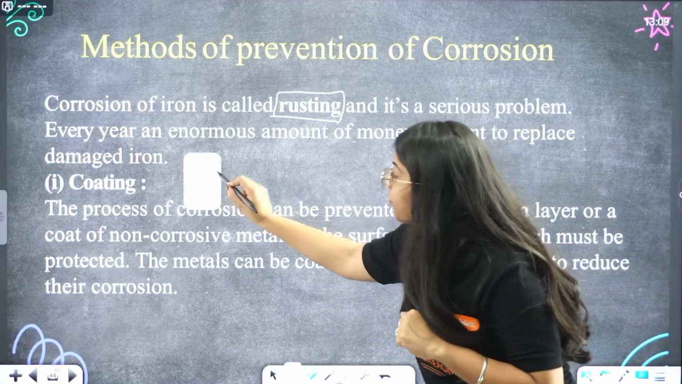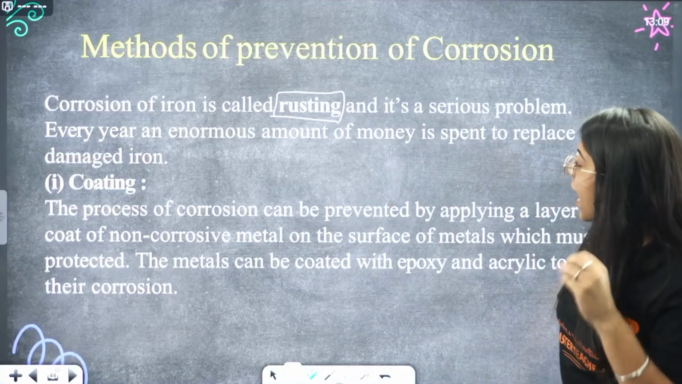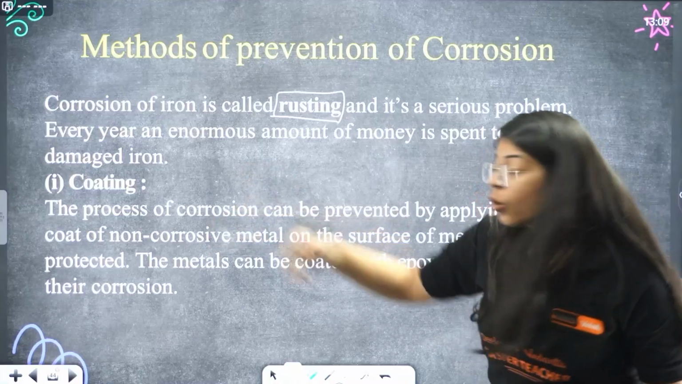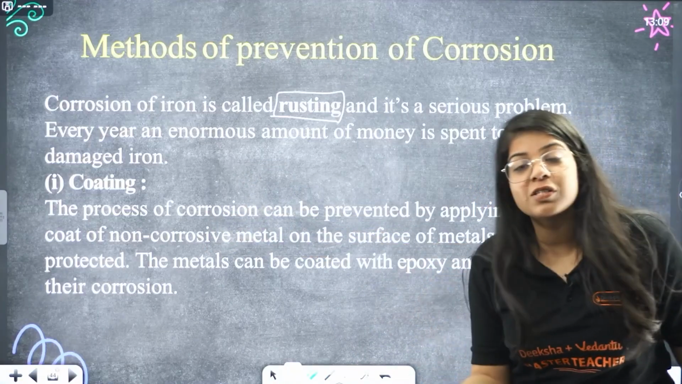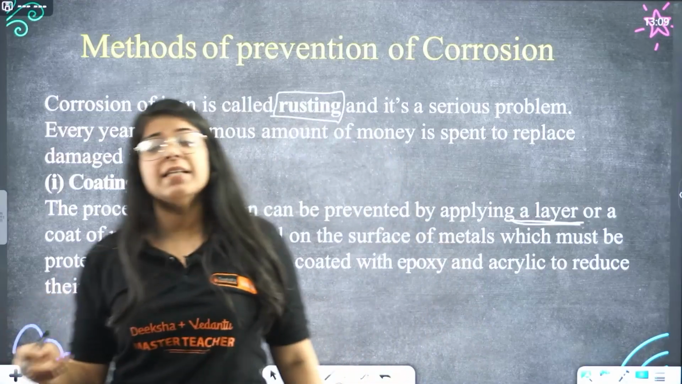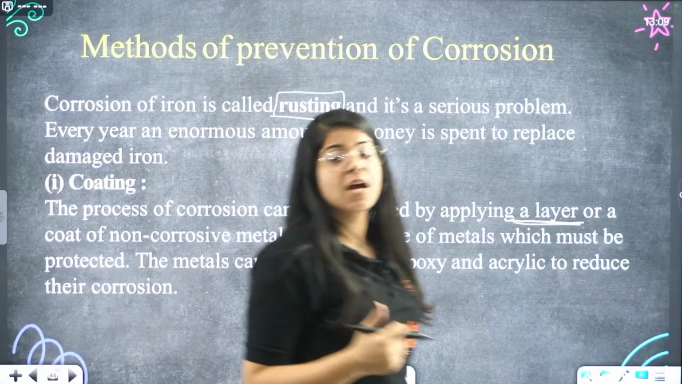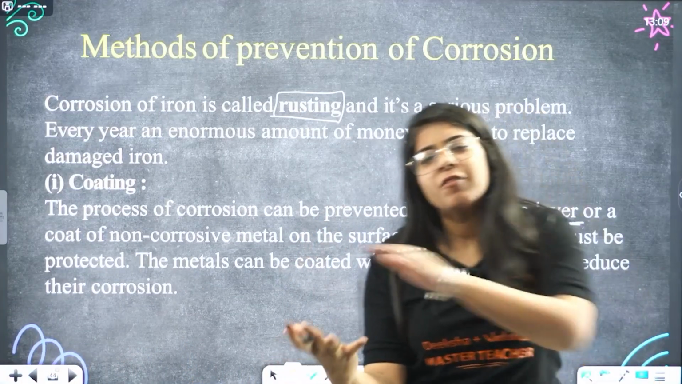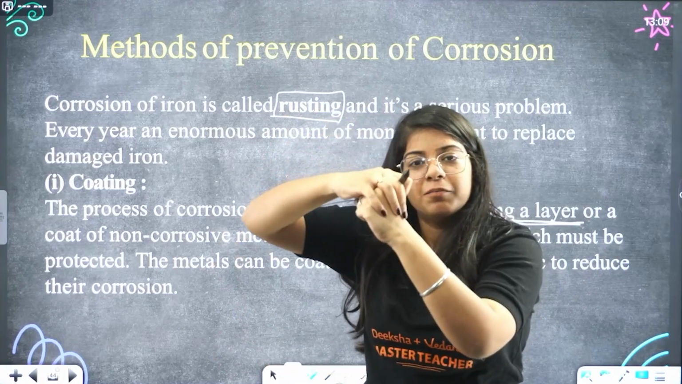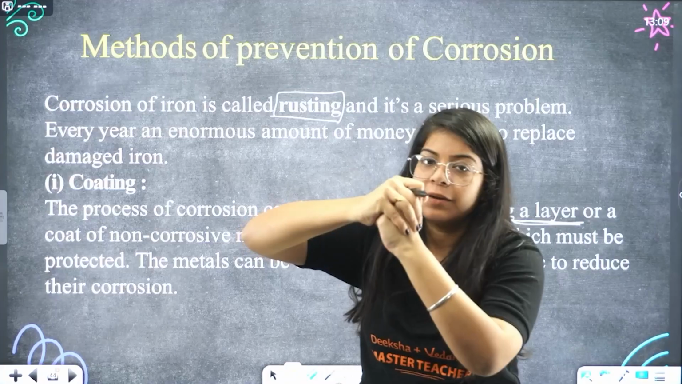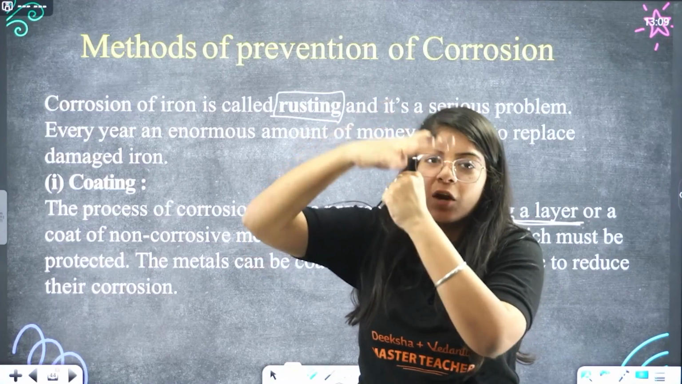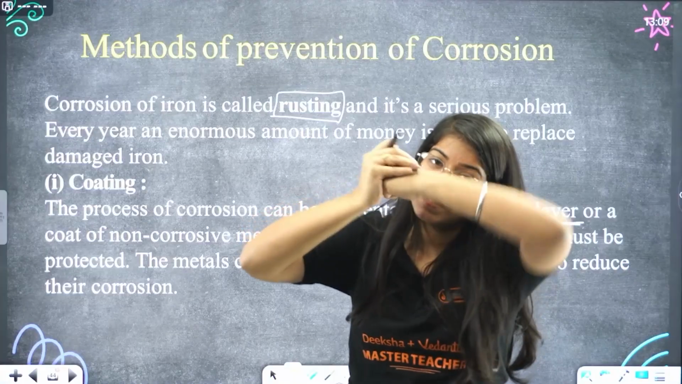So the process of corrosion can be prevented by applying a layer or a coat of non-corrosive metal. There are metals which are not affected by atmospheric gases, moisture, acids. So we take those metals, make a small layer, and coat that layer on our metal. Now this can't be corroded. Put it on an element which can be corroded, and it is protected now.